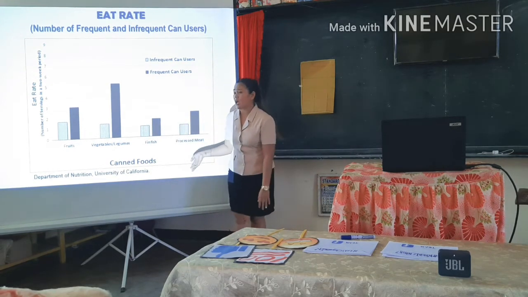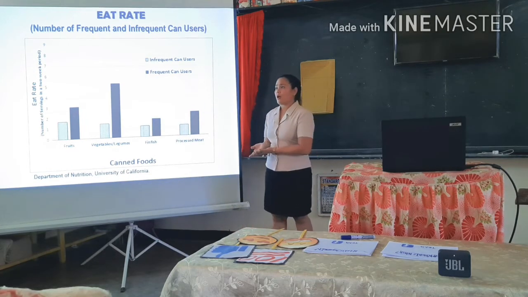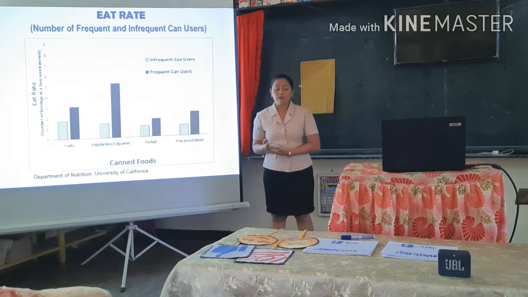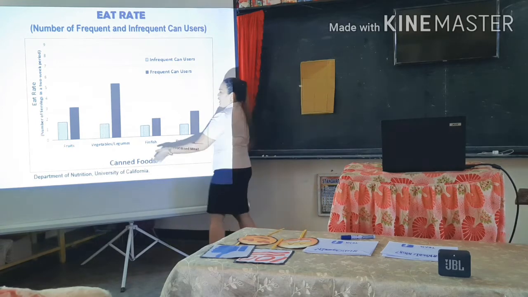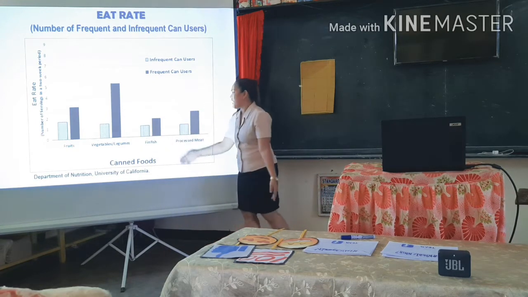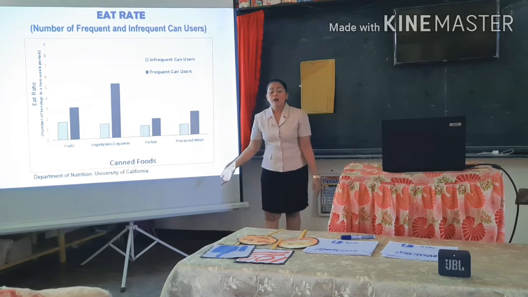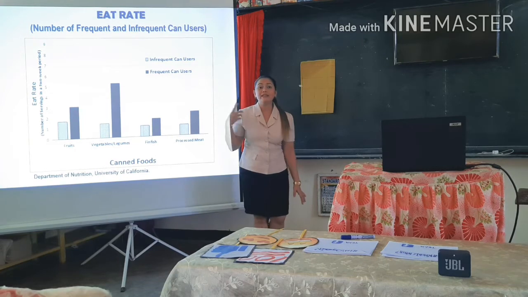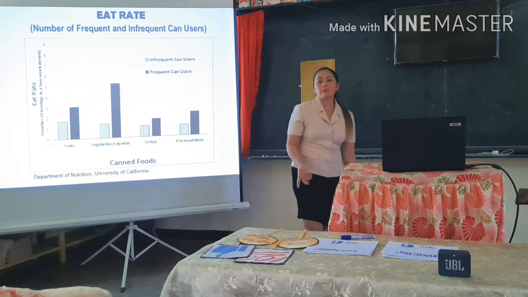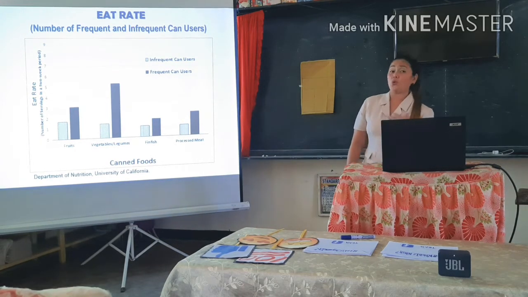So as you can see, we have many kinds of foods that can be utilized into canned food. So there are fruits, vegetables, legumes, fin fish, and processed meat. But you can see here that fish is also in demand, though not highly in demand in our world today.